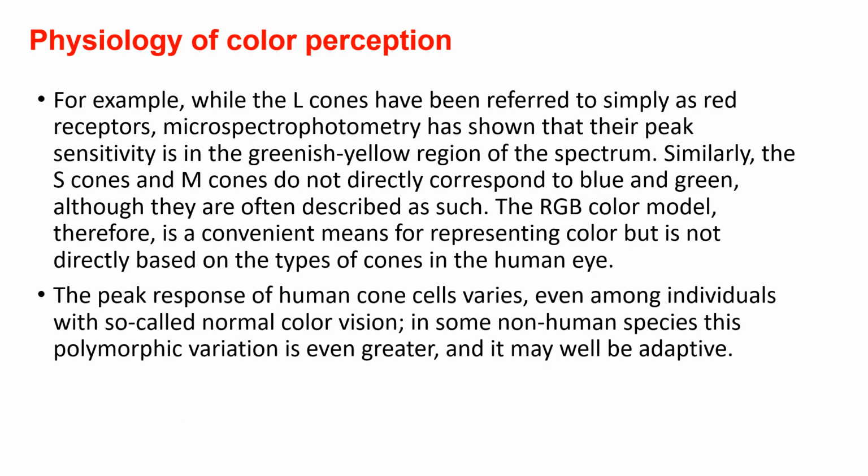For example, while the L cones have been referred to simply as red receptors, microspectrophotometry has shown that their peak sensitivity is in the greenish-yellow region of the spectrum. Similarly, the S cones and M cones do not directly correspond to blue and green, although they are often described as such. The RGB color model, therefore, is a convenient means for representing color but is not directly based on the types of cones in the human eye. The peak response of human cone cells varies, even among individuals with so-called normal color vision. In some non-human species this polymorphic variation is even greater, and it may well be adaptive.